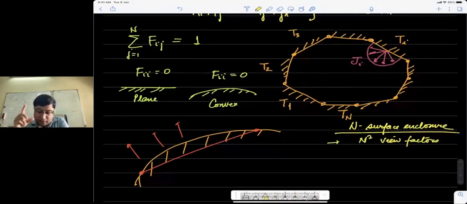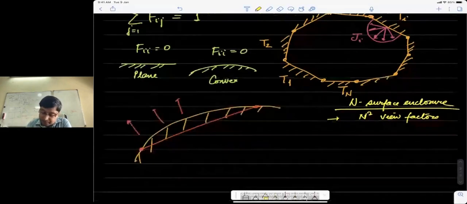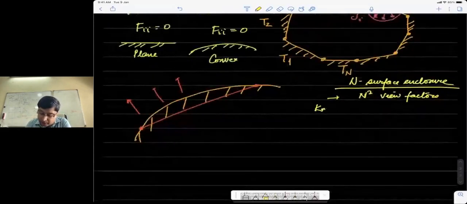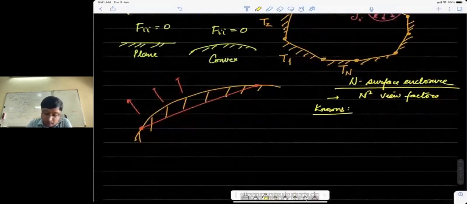So think of it this way: for each surface, you will have these Fij's. So j will go from 1 to n, and i will also go from 1 to n. So you have n square number of view factors. If I have to calculate these n square view factors, I will need n square number of relationships. So what are these n square relationships? What are the ways of calculating these n square view factors?